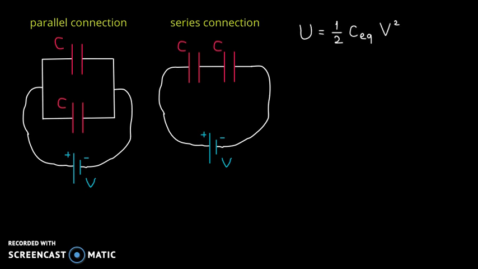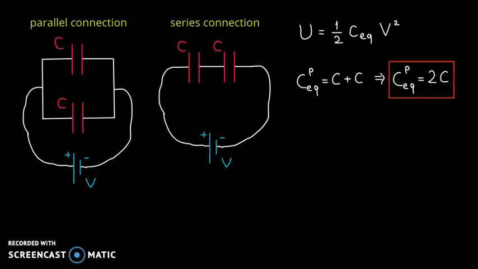Here's the potential energy formula. It's equal to 1 over 2 C equivalent times V squared. So the equivalent capacitance will be different for each group. However, V is the same for each. So then let's go ahead and calculate the equivalent capacitance for each group.